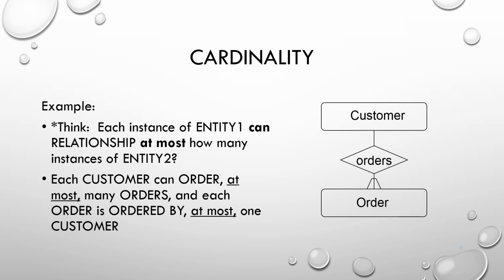Now, when you're trying to figure out cardinality, it's helpful to think something like: each instance of entity 1, in this case that's customer, can relate to, in this case order, at most how many instances of entity 2, orders. So each instance of customer can order at most many orders, one to many. And that's how it works. Each customer can order at most many orders, and each order is ordered by at most one customer. And so this is a one-to-many relationship with the many on the order side.